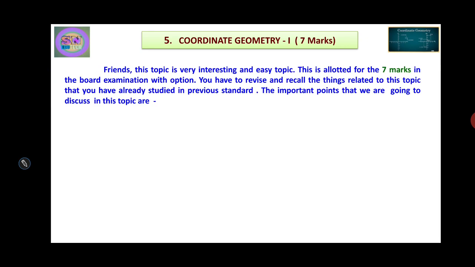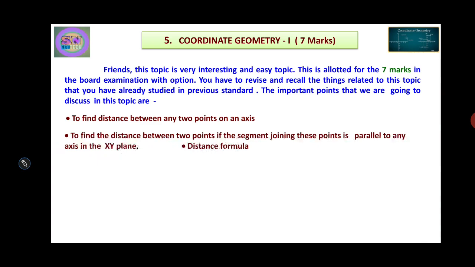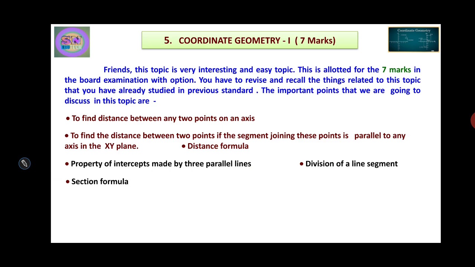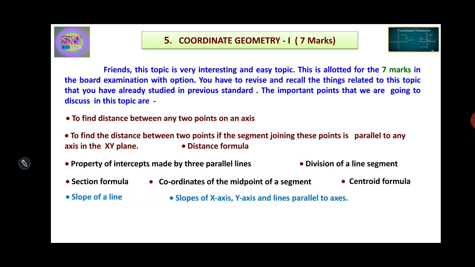The important points that we are going to discuss in this topic are: to find the distance between any two points on an axis, to find the distance between 2 points if the segment joining these points is parallel to any axis in the xy plane, then the distance formula, property of intercepts made by 3 parallel lines, division of a line segment, section formula, coordinates of the midpoint of a segment, then centroid formula, slope of a line, slope of x-axis, y-axis and lines parallel to axis.